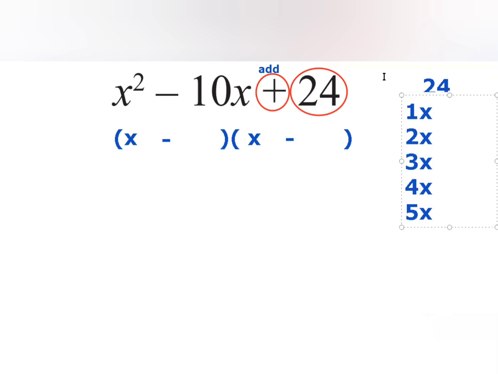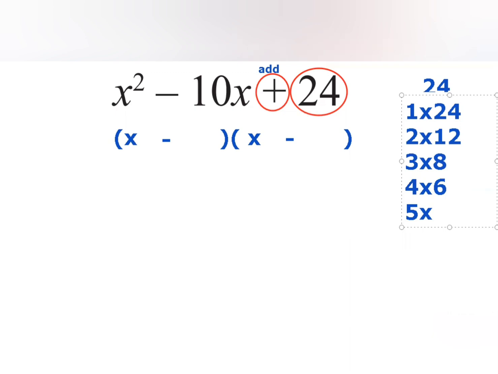When we divide it by 1, it's going to be, very good, 24. So this one is 24. And when you divide by 2, it's going to be 12. When you divide by 3, it's going to be 8. When you divide by 4, it's going to be 6. When you divide by 5, you get nothing. So we're not going to use the 5, okay?